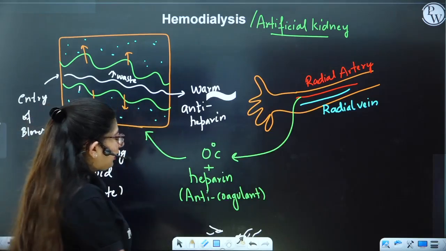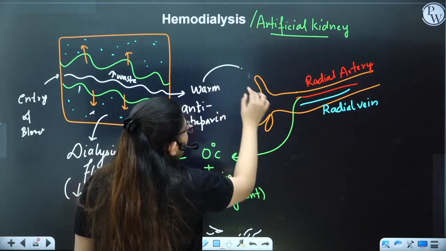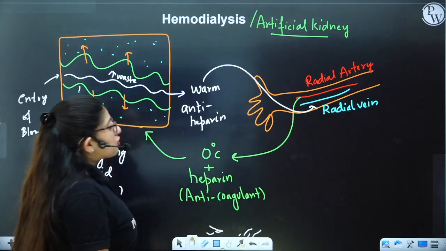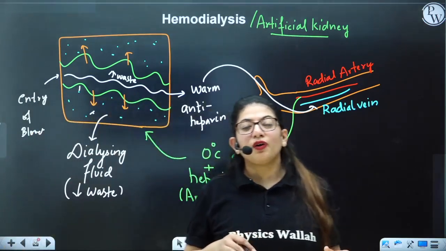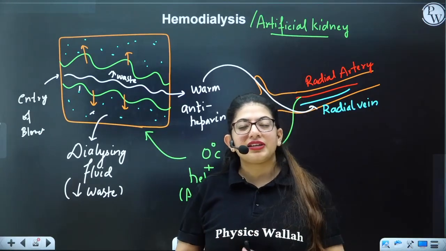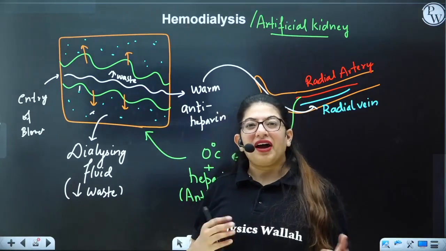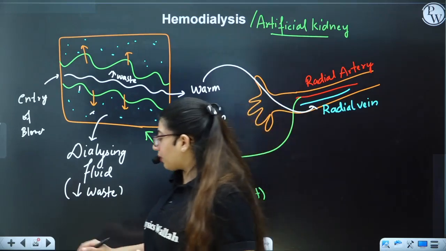Where are we going to put it? We are going to put it back into the radial vein. So this is how the person's blood gets purified. You purify the blood with the help of dialysis or artificial kidney, right?